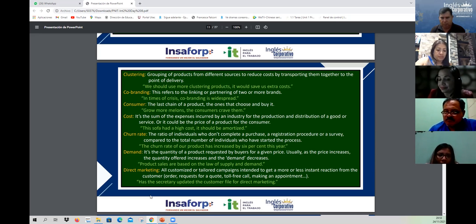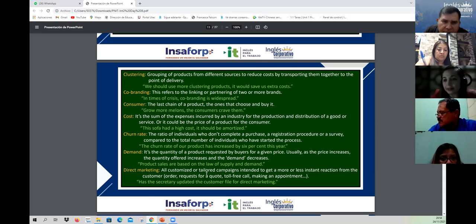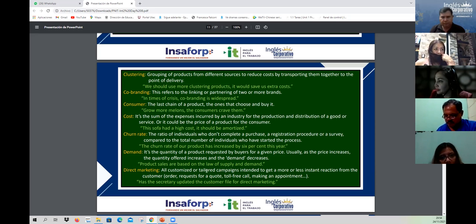Okay, direct marketing. All customers, tailored campaigns. Customized, or tailored campaigns, intend to get a more or less instant reaction from the customer: an order, a request for a quote, a toll-free call, making an appointment. Then have the secretary update the customer files for direct marketing.